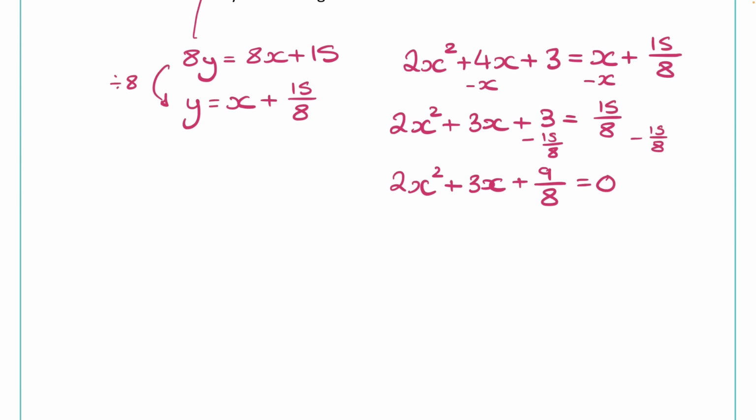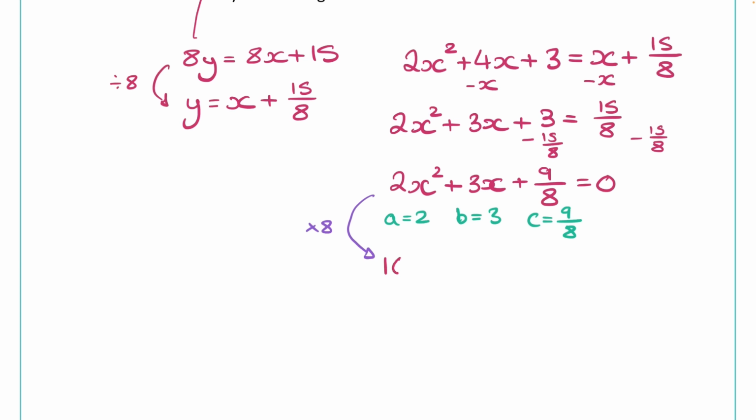Or I could straight away just use the quadratic formula. Now even still, even with 9 over 8 in there, it's not the nicest to substitute into the quadratic formula. So you could do it from here. At this point we would have a equals 2, b equals 3, and c is equal to 9 over 8. Or I could times this whole equation by 8, and then I'll just get nice whole numbers.